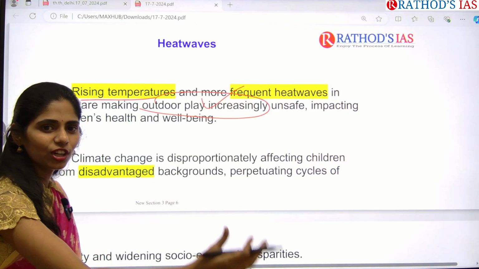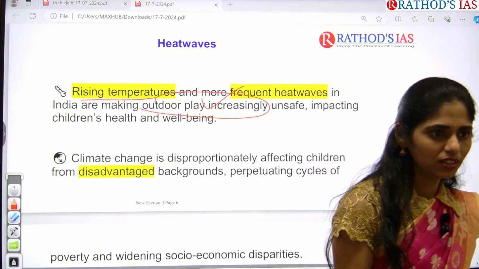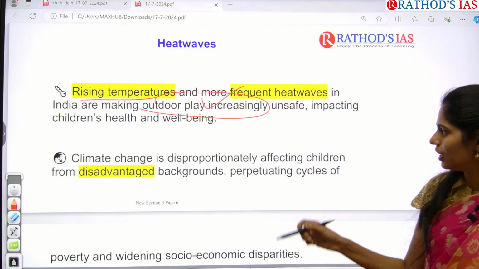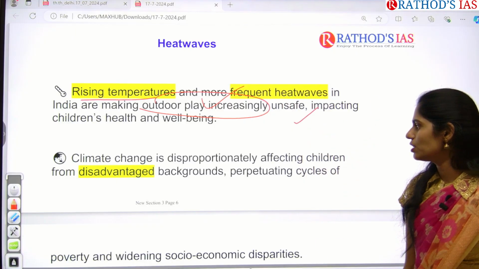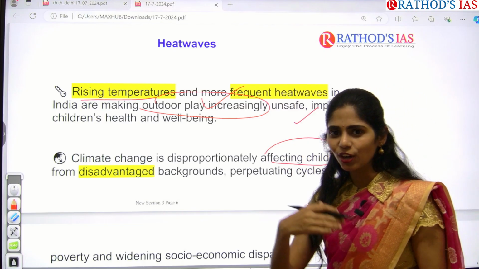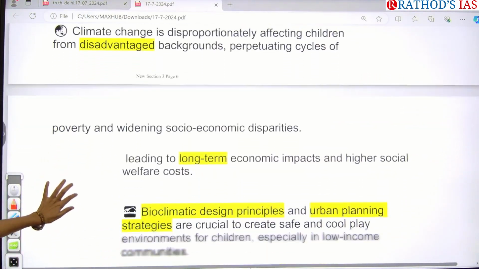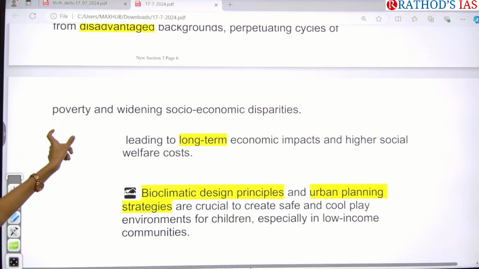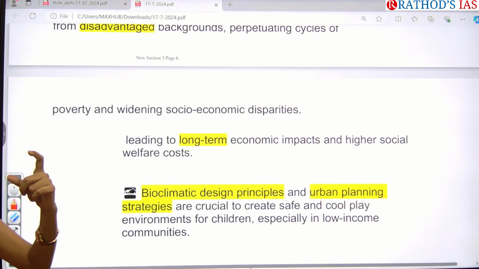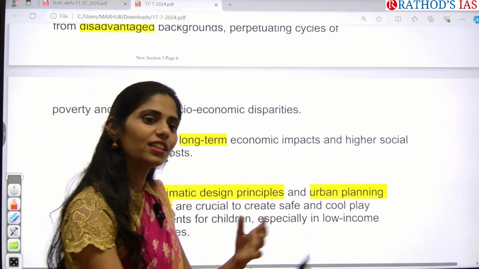Whenever we are sending children to play outside, what happens? They will get heat stroke, dehydration, health problems, whatnot. Everything will start. So because of this, what happens? Now children are disadvantaged because they are not going outside to play. And because of this, even poverty is also an important reason why this is disproportionately affecting poor people.